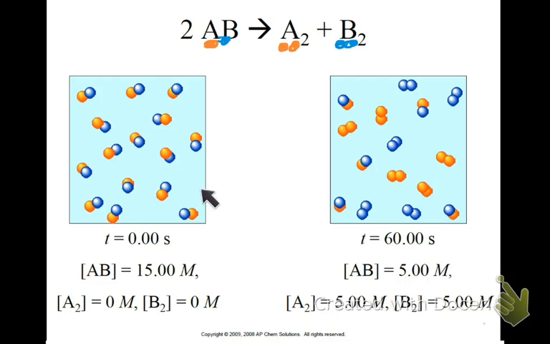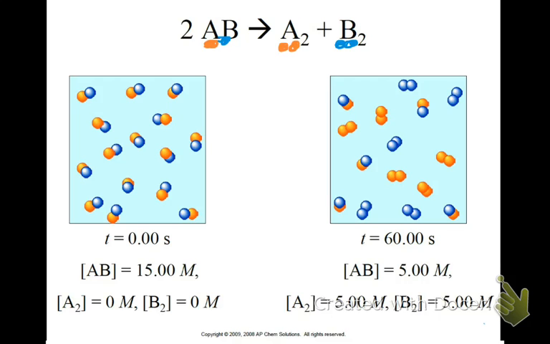So when time is 0, the initial starting time, all we have is ABs in the system. Then time proceeds for about a minute, so 60 seconds. Here's our initial time, 0, and our final time, 60 seconds. At the final time, we have some AB left in the system, but we also have some A2s and some B2s that have been created. As this reaction proceeds, you're going to get that curve. A2 and B2 are both going to be appearing at rates, and they're going to be appearing at the exact same rate because they're 1 to 1. But then AB is going to be disappearing, and so it's going to give us a curved line.